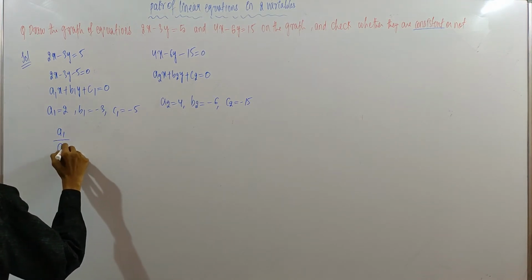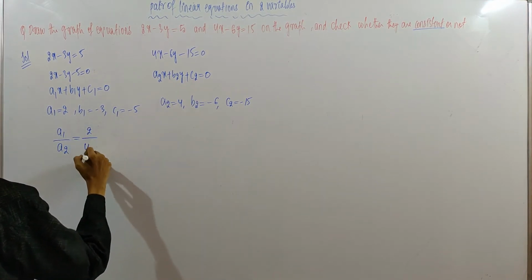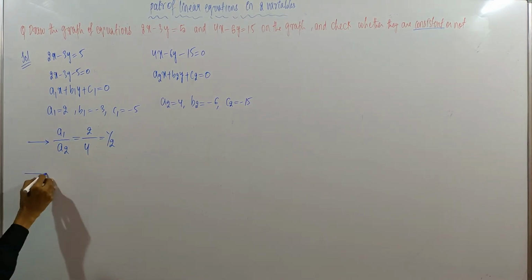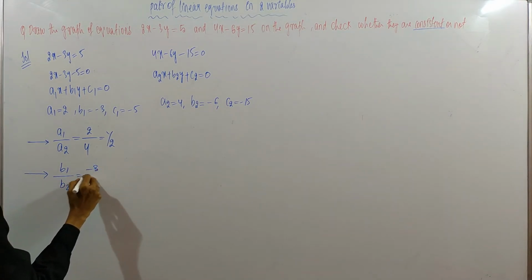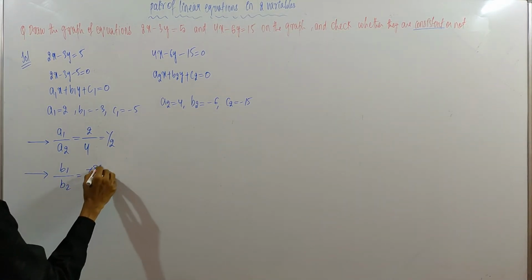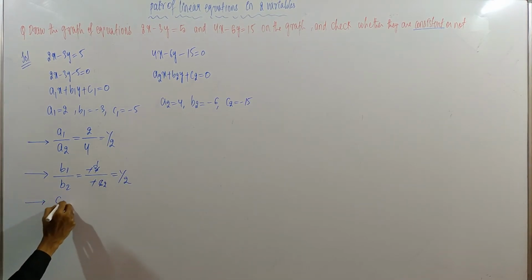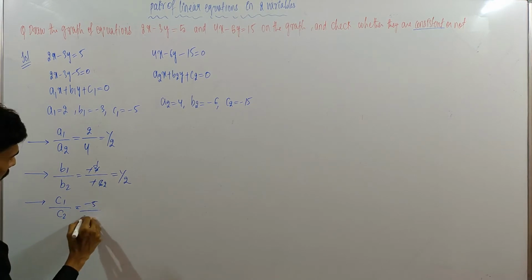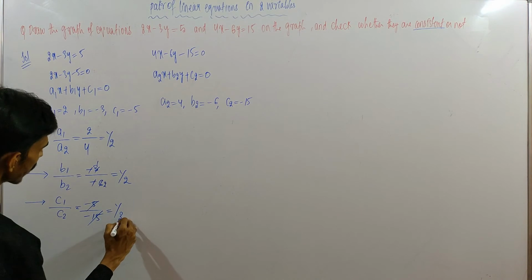Let us find a1 by a2. 2 divided by 4, that is 1 by 2. Now find b1 by b2. We have b1 value is minus 3 divided by minus 6. So 3 ones are 3, 3 twos are 6, that is 1 by 2. Next calculate c1 by c2. Always calculate the ratios a1 by a2, b1 by b2, c1 by c2. Minus 5 divided by minus 15. So we have 1 by 3.